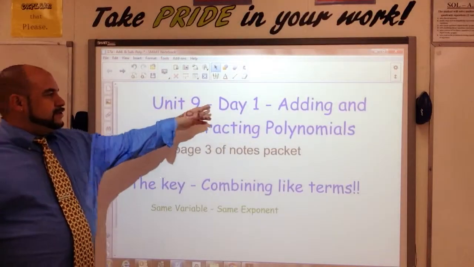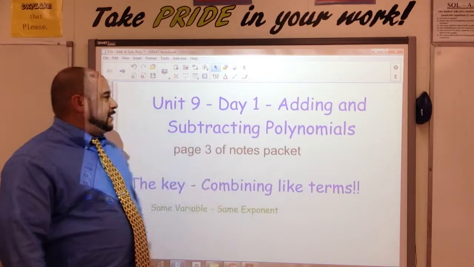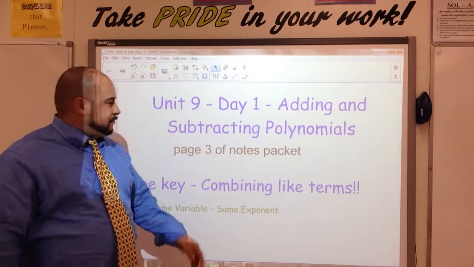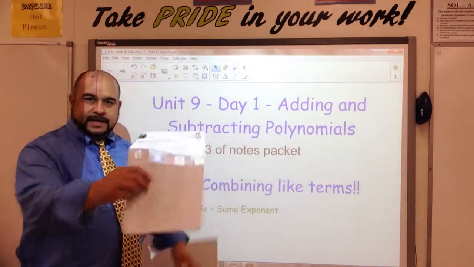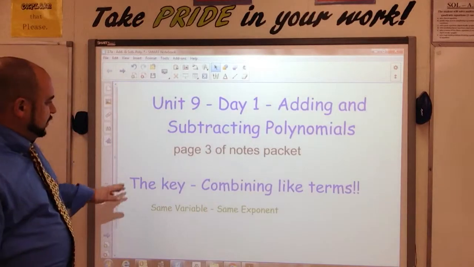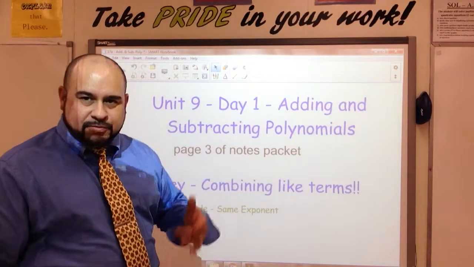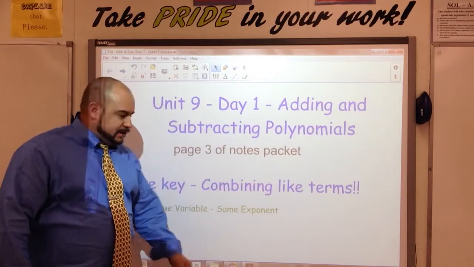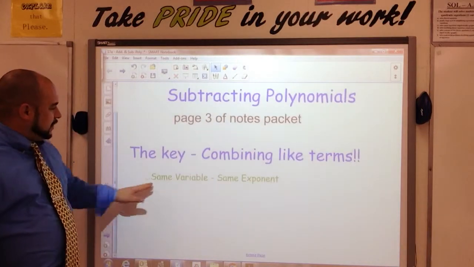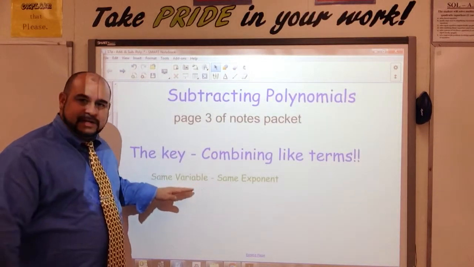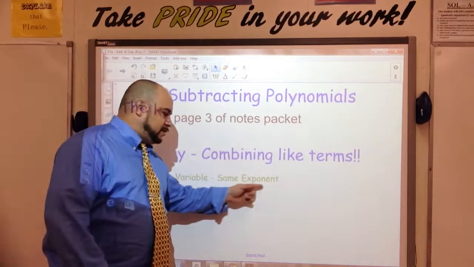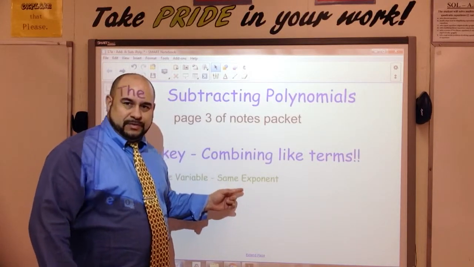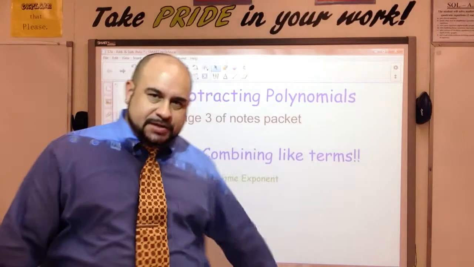So Unit 9, this is day 1. We're going to be adding and subtracting polynomials. Page 3 of the notes packet, which I've already mentioned. The key to adding and subtracting polynomials is to combine like terms. But when you combine like terms, not only do they have to have the same variable, they also have to have the same exponent. Let me show you a couple of examples.